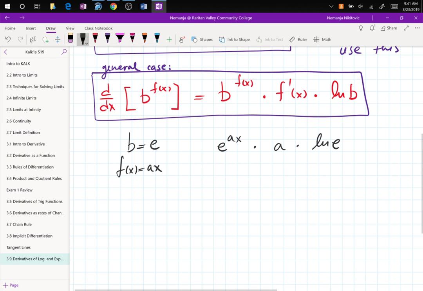So as an example, what is the derivative of 5 raised to the tangent x?